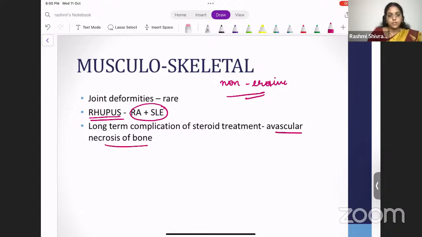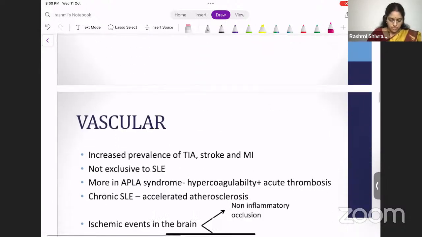Avascular necrosis of the bone can also happen. So most importantly, what is it? It is a non-erosive arthritis. Joint deformities are quite rare, but still possible. Then if rheumatoid arthritis is associated along with SLE, then you will have rhupus. Then the long-term complications of steroid treatment are avascular necrosis of the bone. Right? These are all very, very important points that you need to remember.